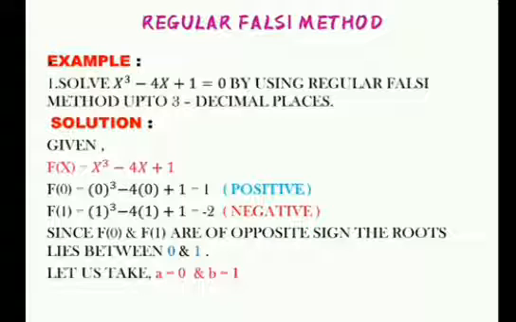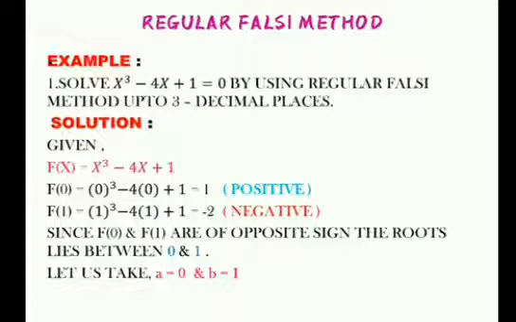Now consider x cube minus 4x plus 1 as a function of x. It is denoted by f of x, that is f of x is equal to x cube minus 4x plus 1. Now we check the behavior of the value. So we check the value where x is replaced by 0. Here we get f of 0 is equal to 0 cube minus 4 of 0 plus 1 is equal to 1. It is a positive sign.